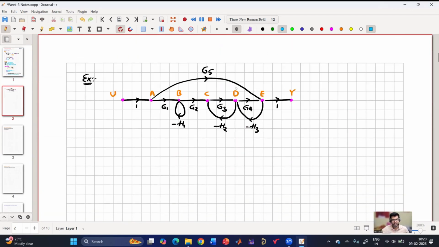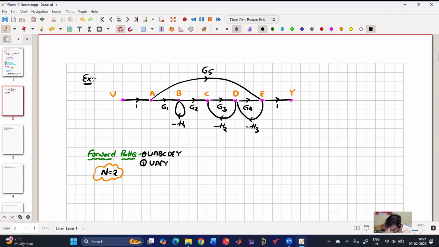So for this given problem, can anyone tell me how many forward paths are there? First, let me write the forward paths. We have to start from input and end at output. Two forward paths. Okay, what are those? You tell the node points. U, A, E, Y. UAEY. Very good. So these are the two forward paths. So our N is 2, because there are two forward paths.